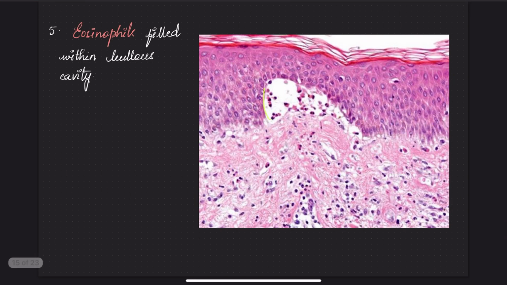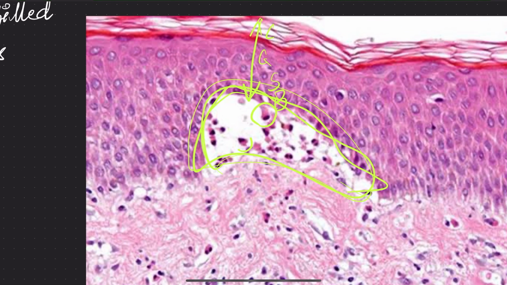Here is a microscopic image showing you the subepidermal split. All the layers of the epidermis are intact: corneum, granulosum, spinosum, and basal. Beneath this epidermis is a split, and this bullous cavity is filled with eosinophils. These orangish pink cells are the eosinophils.